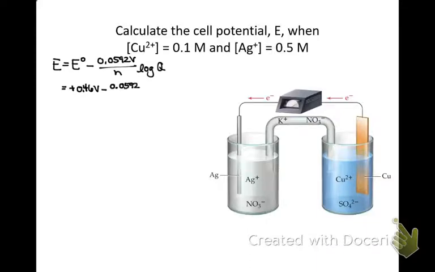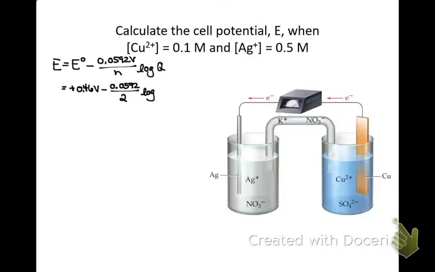And then the number of electrons transferred. So this needs to be the total number of electrons transferred. And in our balanced chemical reaction, we see that we need 2 equivalents of silver for every 1 equivalent of copper. So that means that the total number of electrons transferred is going to be 2 if you were to work out how many electrons you would have in the balanced half reactions. And then log of Q.